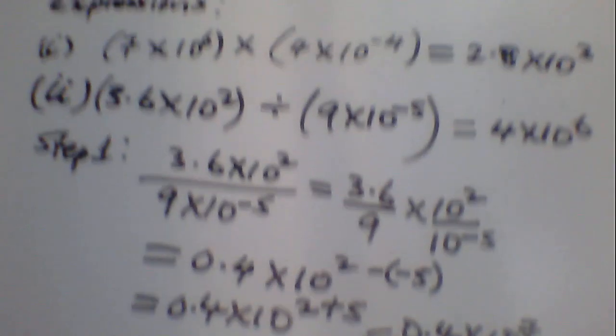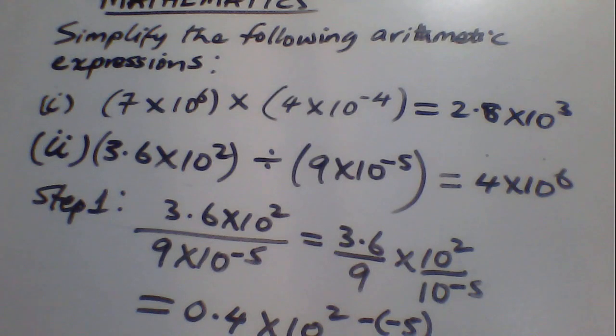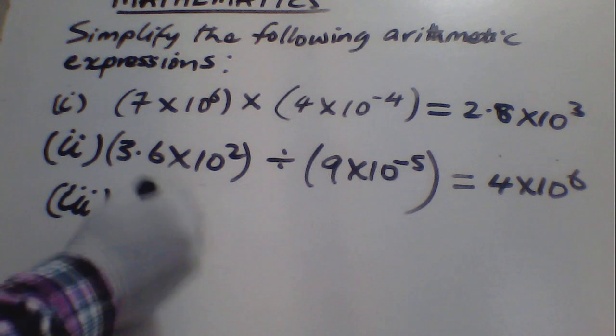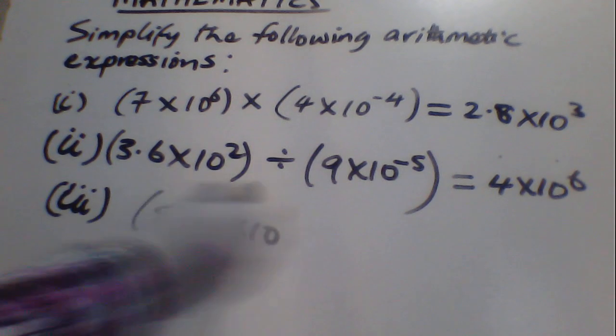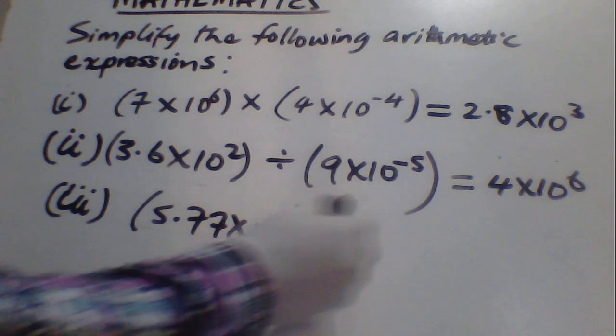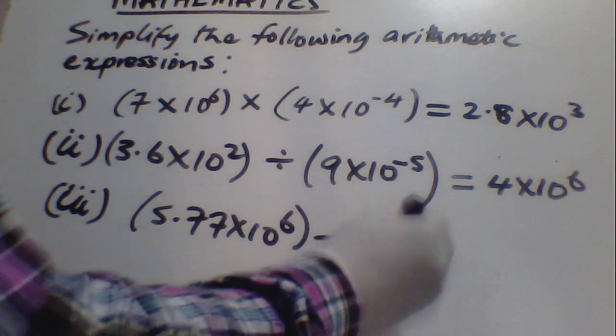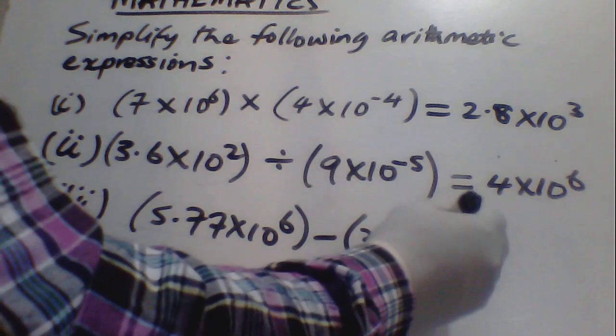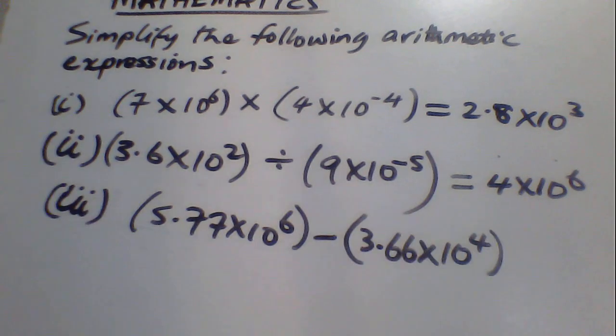So let us look at the third question asked. Let's clean it and look at the third question. The third one here we have 5.77 times 10 raised to power 6 minus 3.66 times 10 raised to power 10. So how do you do the subtraction? I wanted to clean the board, but let's solve it in this way.